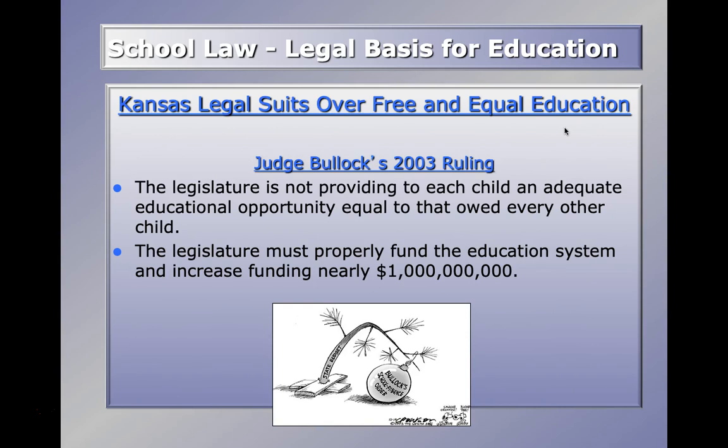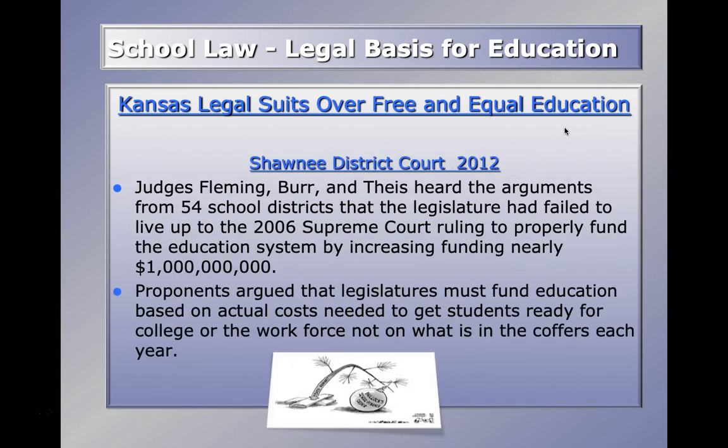And so Judge Bullock had to rule again that the legislature is not providing to each child an adequate education opportunity. Now, it didn't say equal, it just said adequate this time, owed to every child. Judge Bullock even said the legislature, to properly fund the educational system, had to increase funding nearly $1 billion. Well, that didn't sit real well with the legislature. So again, to come up with $1 billion in one legislative session just didn't happen. So again, it went to the courts.